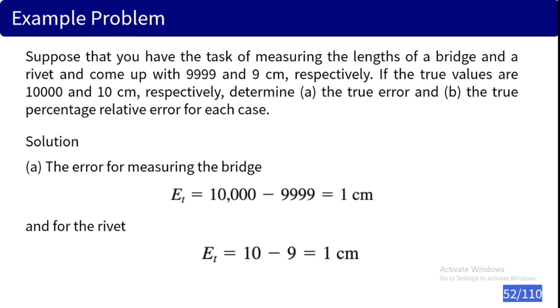So first is for measuring the bridge, na kuha na to ang true error by subtracting 9,999 from the 10,000 exact value, no? So na ay 1 centimeter nga true error. And for the rivet is parihagya po na 1 centimeter nga error. Okay.